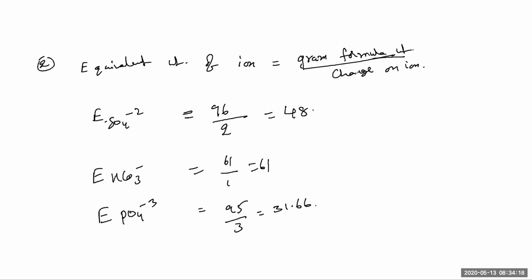How 96? Sulfur is 32, atomic mass, oxygen 16 into 4 is 64. 64 plus 32 is 96 only.